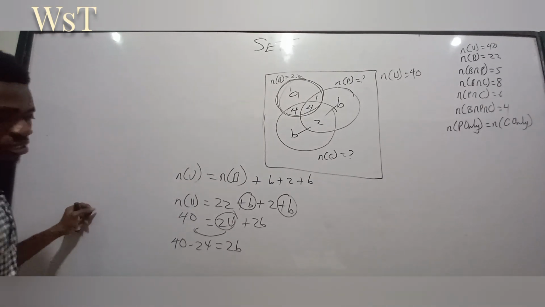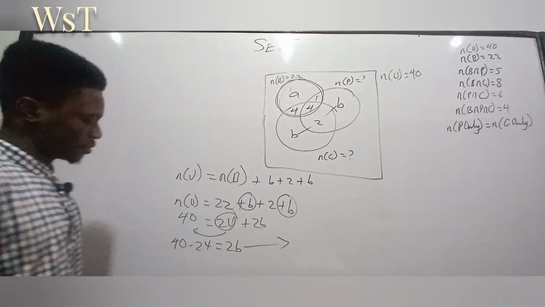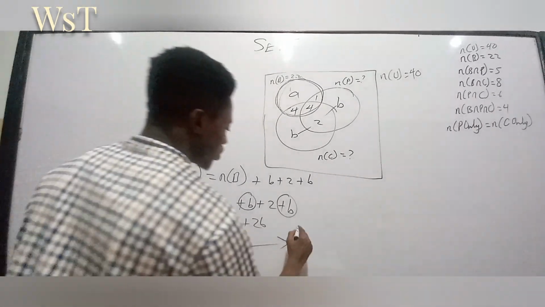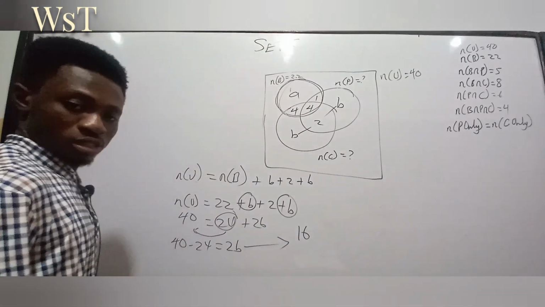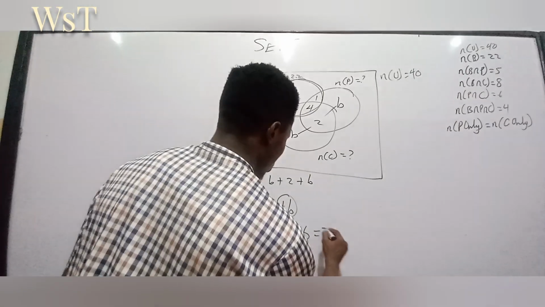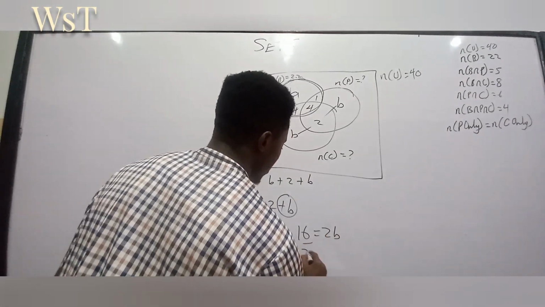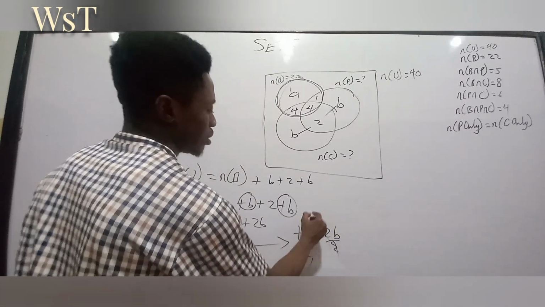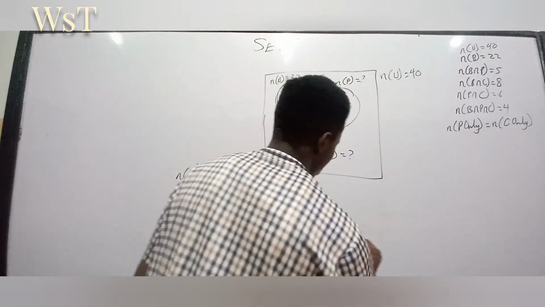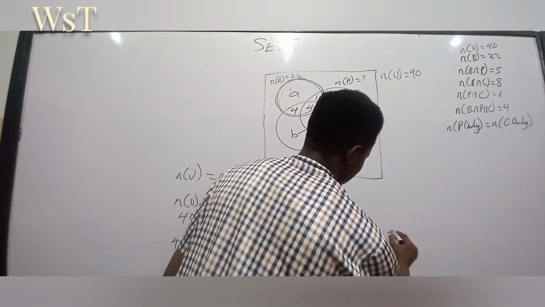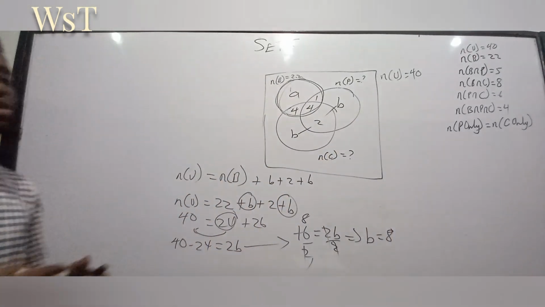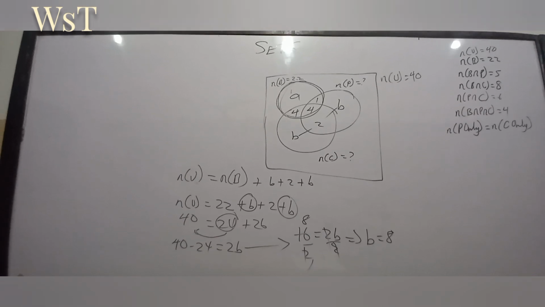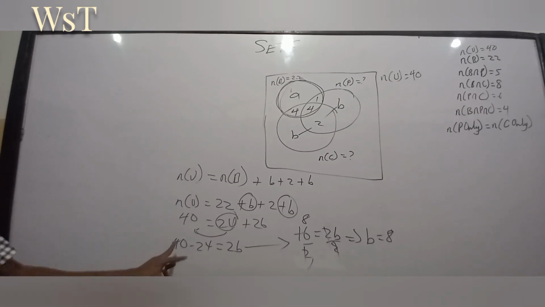Do you get it? So let me continue somewhere here. We know 40 minus 24 is 16, right? 16 is equal to 2b. We divide here by 2, we divide here by 2, so that they cancel. It will give us 8. So our b is 8. So now we know our b. Do you understand this one?